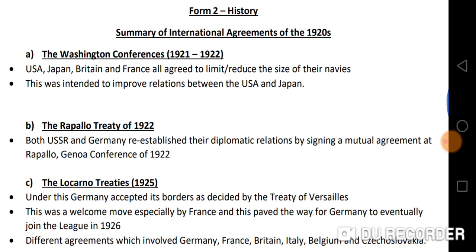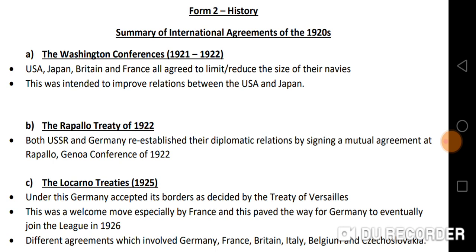And the second treaty that we'll look at is the Rapallo Treaty of 1922. This is where both the USSR and Germany re-established their diplomatic relations by signing a mutual agreement at Rapallo at the Genoa Conference of 1922.